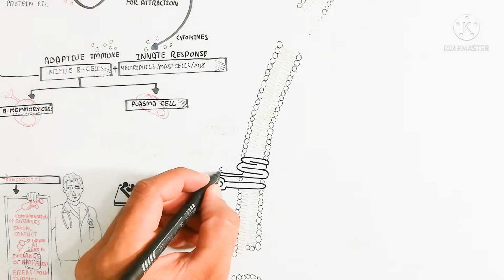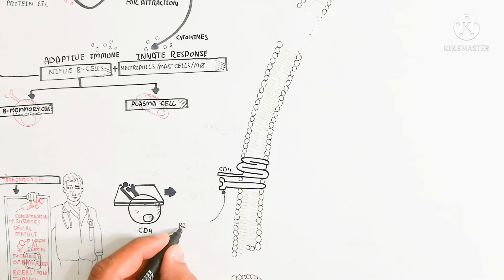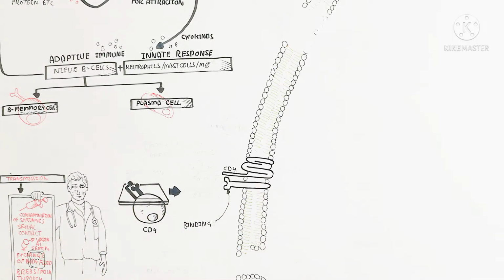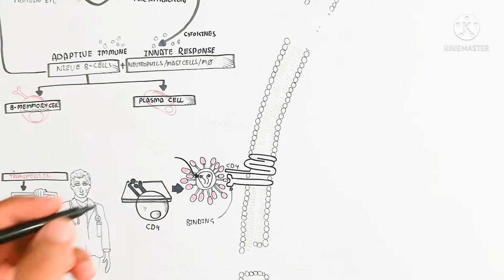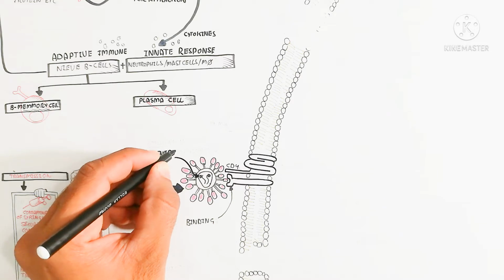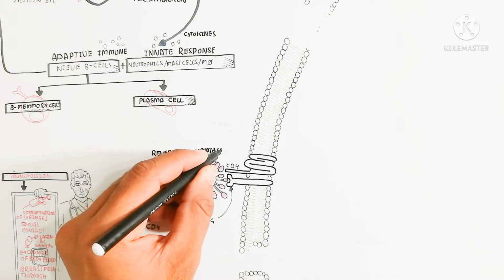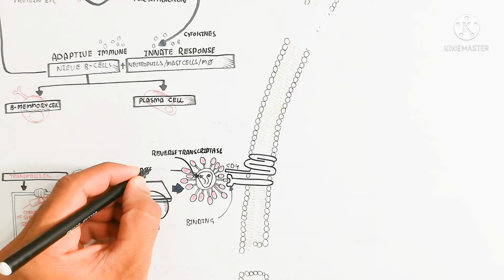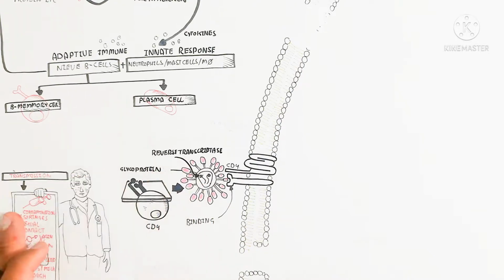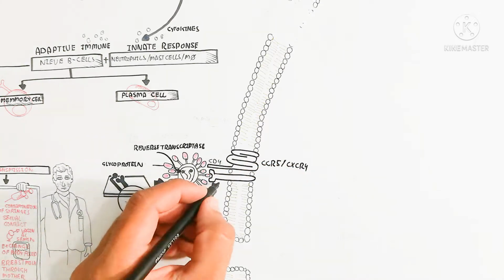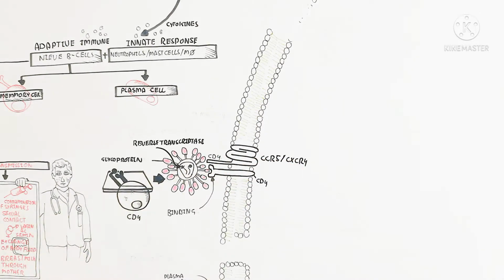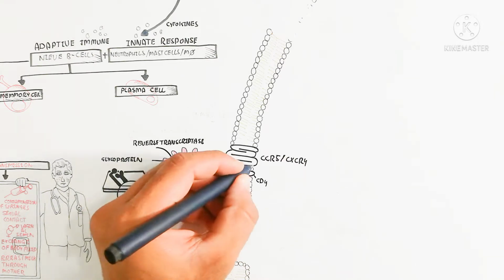Here is the CD4 molecule as well as CCR5 and CXCR4, which are also recognized. The virus contains glycoprotein spikes, and these spike glycoproteins bind with the CD4 because they are specialized for binding to the CD4. After the binding with the CD4, fusion with the membrane will occur.